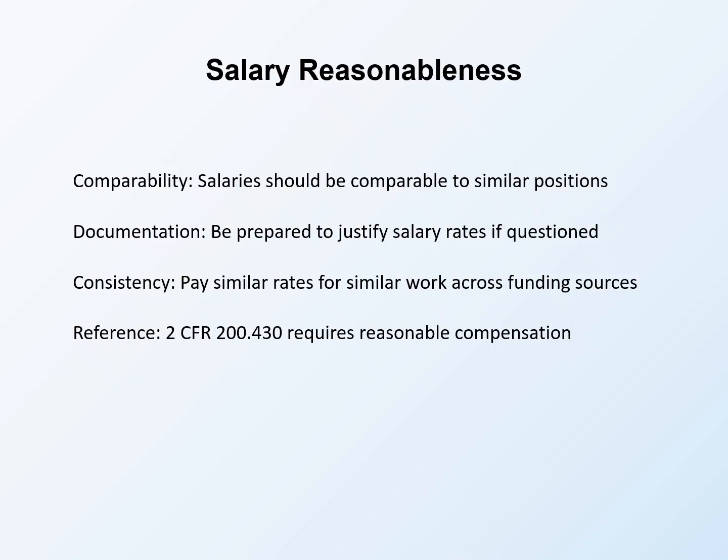Consistency requires paying similar rates for similar work across all funding sources. If you pay research assistants $20 per hour on federal grants, you should pay similar rates on foundation grants and institutionally funded activities. Inconsistent compensation raises questions about whether grant rates are reasonable.